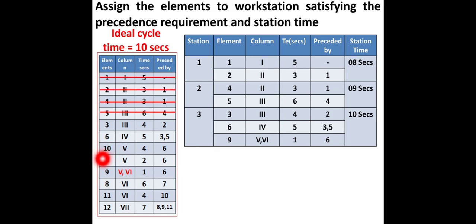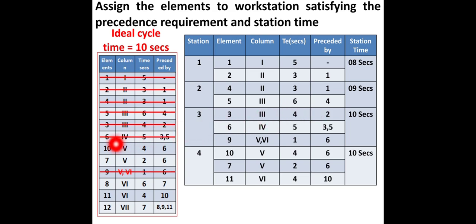So now here in the fifth column I have two elements, that is 10 and 7. I can't assign these two elements as it exceeds the cycle time, because 9 plus 4 will be 13, 9 plus 2 will be 11, which is more than the ideal cycle time, so I can't consider that. So I'll go to element number 9, which has 1 second and is preceded by 6. 6 is appearing above, so I can consider it. So 9 is assigned here, 1 second. So the total station time will be 10 seconds, which is equal to the ideal cycle time.